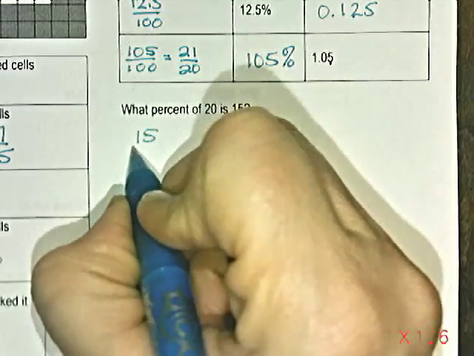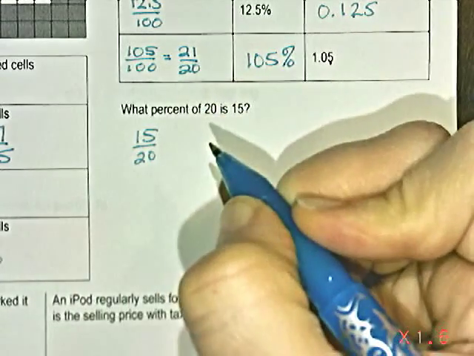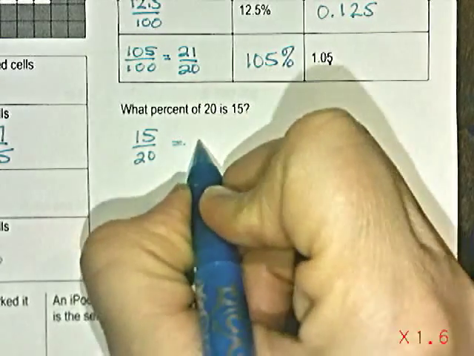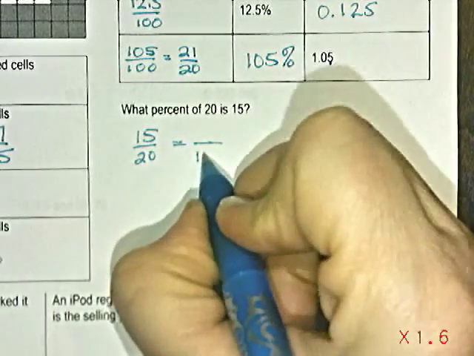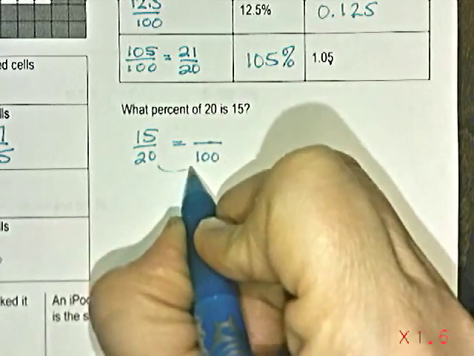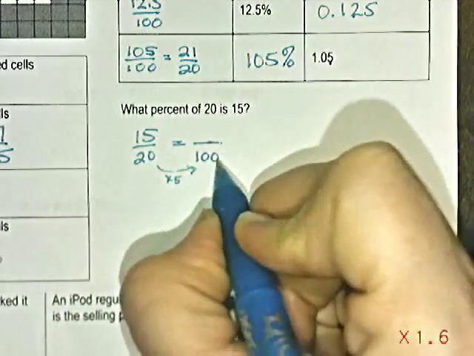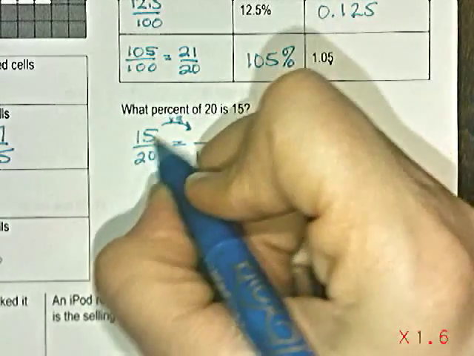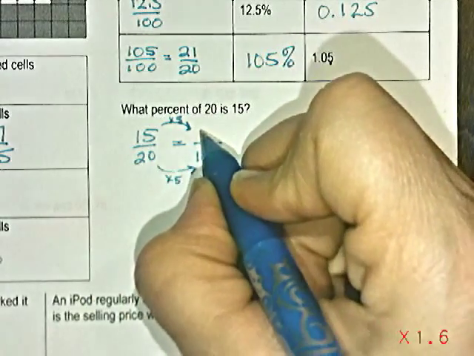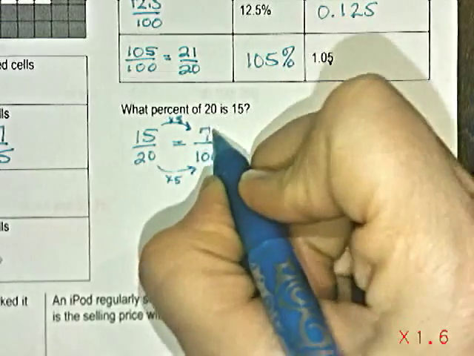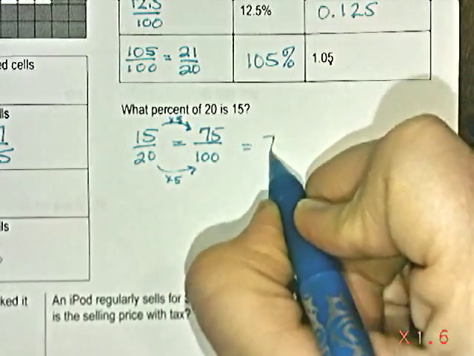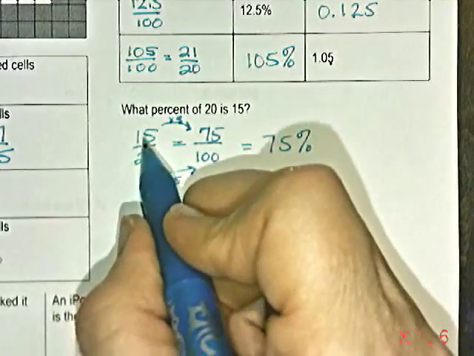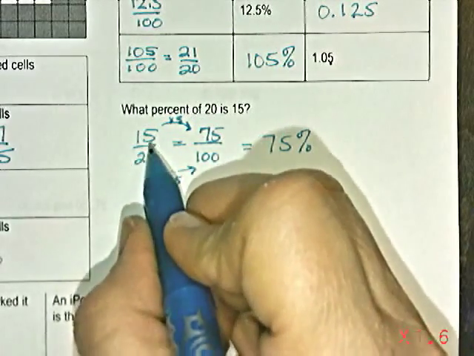So my 15 parts out of 20, if we were to take that to a percent, we want it as a fraction over 100, so I would be multiplying by 5 to get to 100. I need to multiply by 5 to get my value out of 100, and 5 15s would be 75, so we would have 75%. Some of you may have looked at that and said, well, that's not a reduced fraction.